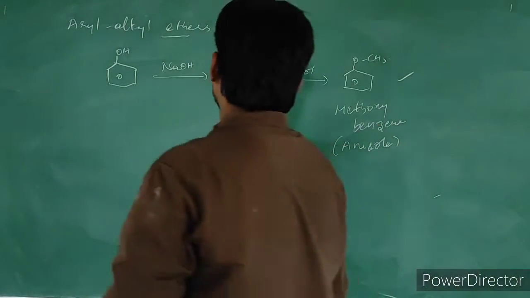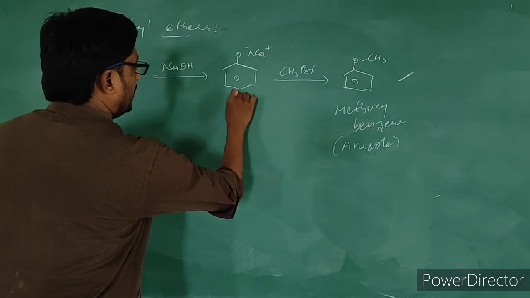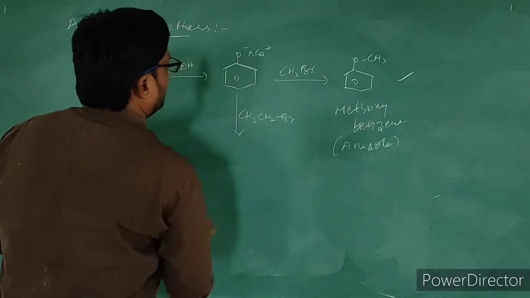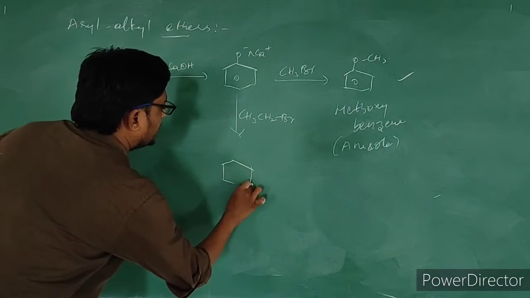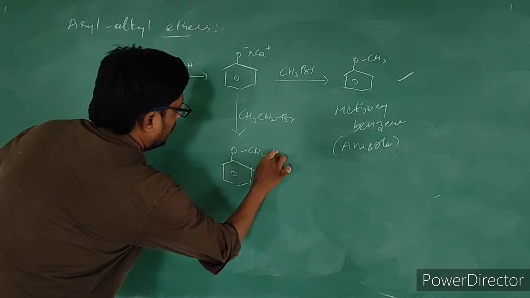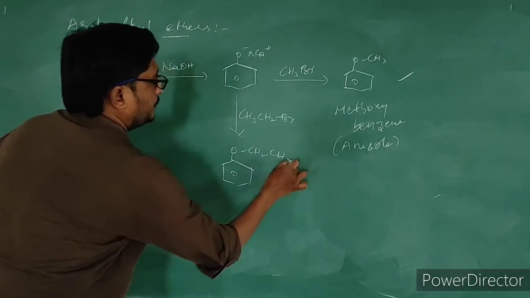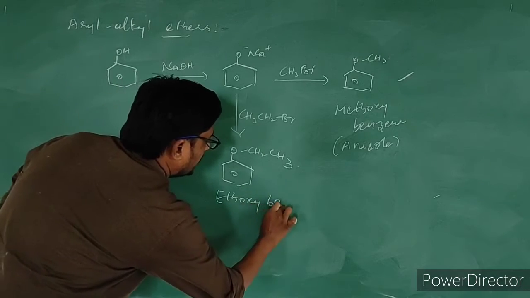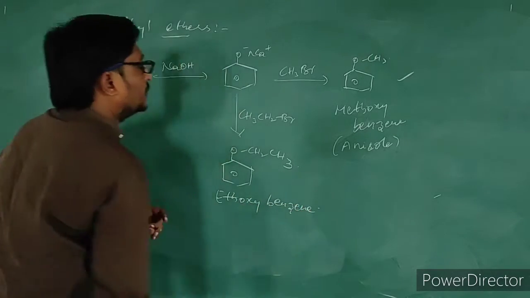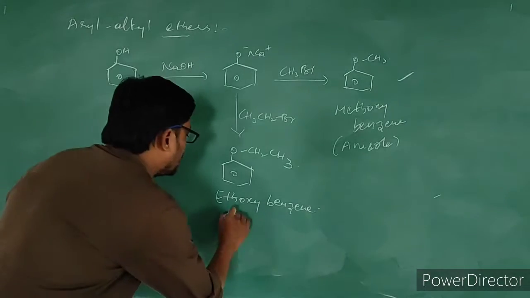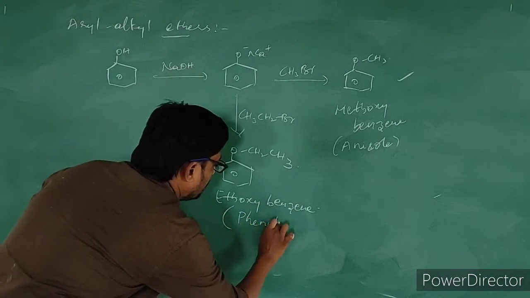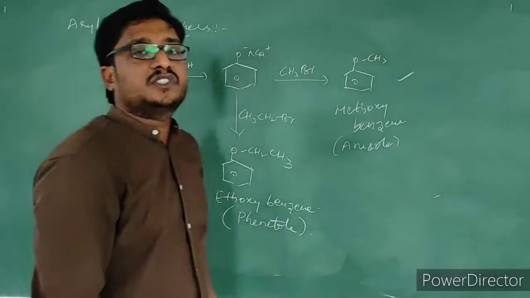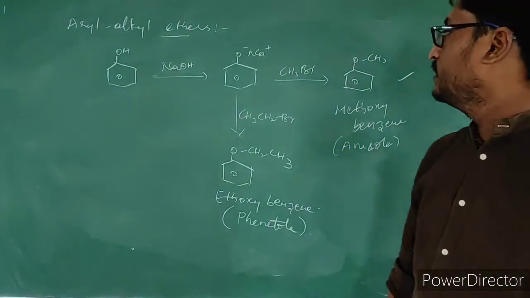Here, if you are treating this sodium phenoxide with ethyl bromide, then ethoxybenzene will get produced. Ethoxybenzene gets produced. So this ethoxybenzene is generally known as phenetole.